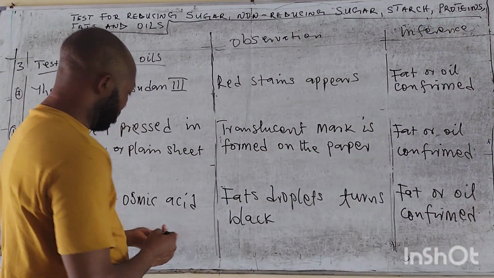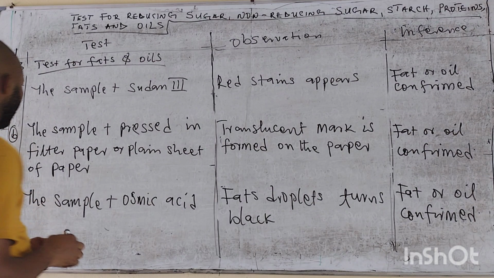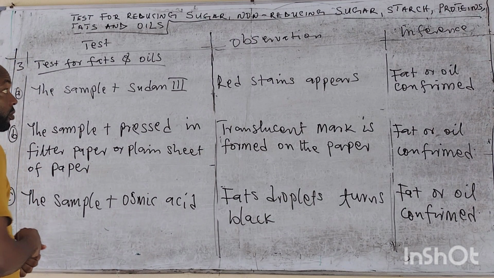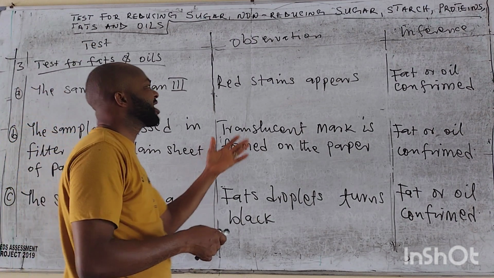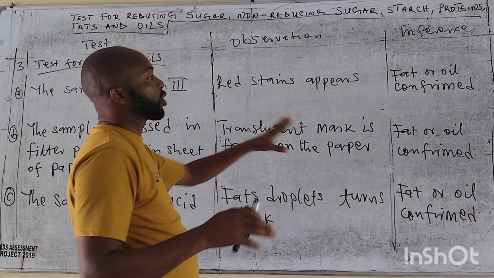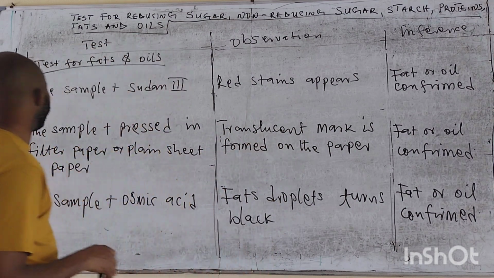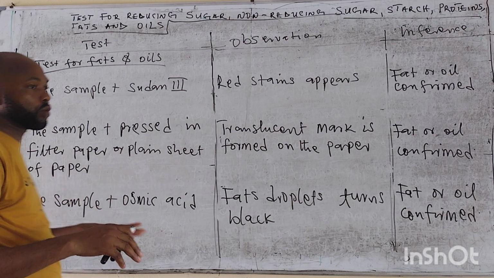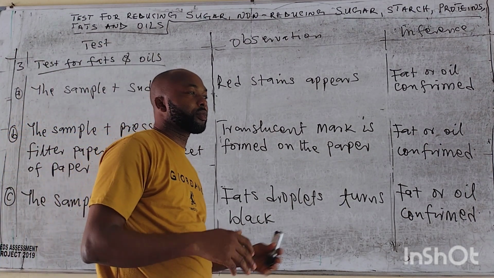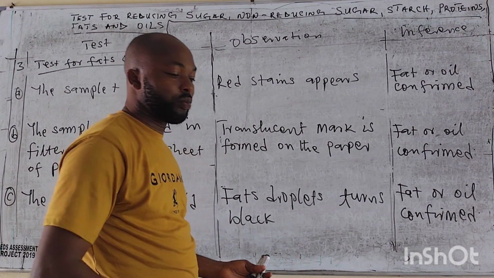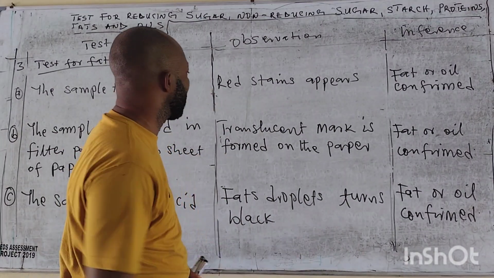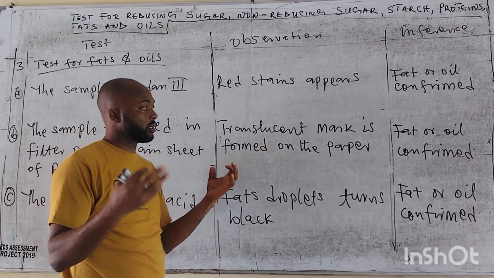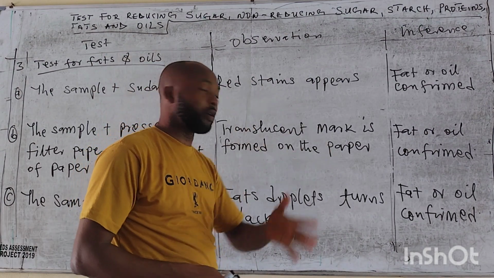Now, tests for fats and oils. A: the sample plus Sudan III. Any sample of oil plus Sudan III, red stains appear. Fat or oil confirmed. B: the sample pressed in filter paper or a plain sheet of paper. So you have, let's say, groundnut oil pressed on a plain sheet of paper. What happens? A translucent mark is formed on the paper. It becomes translucent. Fat or oil confirmed.